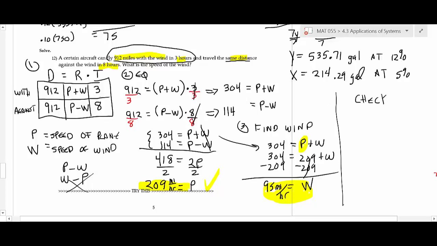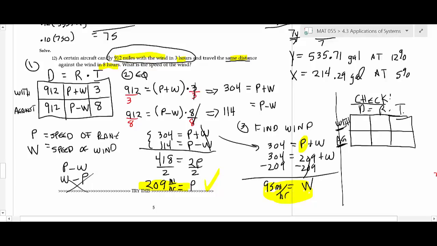Okay, let me show you how I want you to learn how to check this. You're tested on this, so you learn to do this. Just redraw your chart, because now you're going to know everything. This is going to be with the wind, and this is going to be against the wind. So we have distance equals rate times time, and we know everything now.